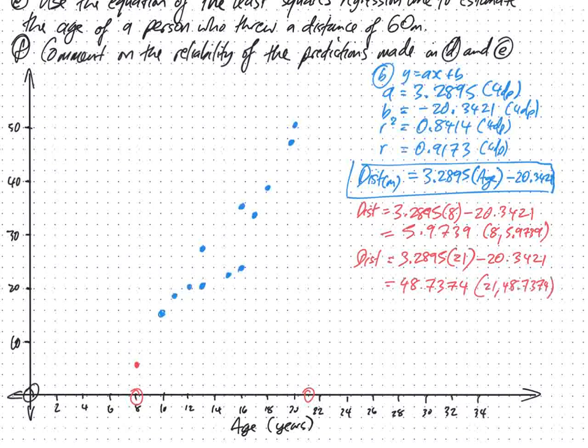21 is up here. 48 is going to be like here somewhere. Okay. So now I have enough info. I have enough dots to draw my least squares regression line, or my line of best fit. That's more proper. There you go. That's a mathematical line of best fit.